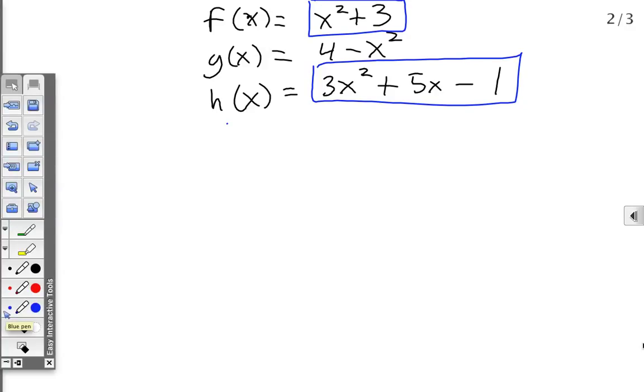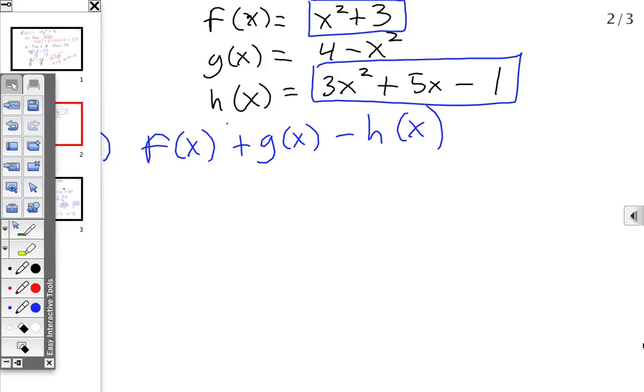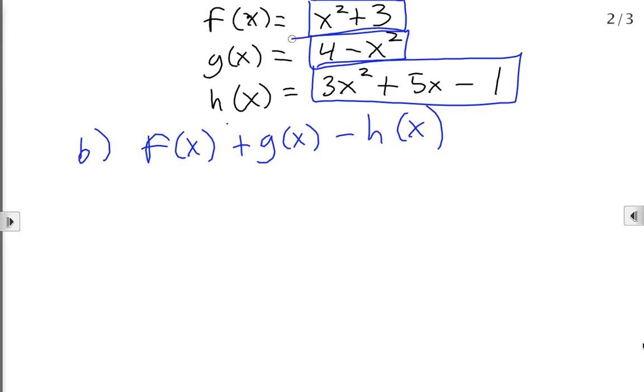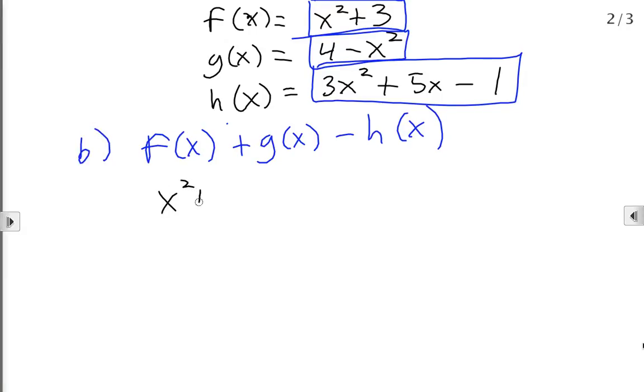Okay, I think we also need to do subtraction, and I believe the homework has 3 problems that include subtraction. So let's call this problem B, and we'll say that it's f of x plus g of x minus h of x. So once again, now we've got 3 total functions we're going to use. F of x means we write out x squared plus 3, and we use parentheses. Plus g of x means we say plus 4 minus x squared, and we keep that in parentheses. And then minus h of x.